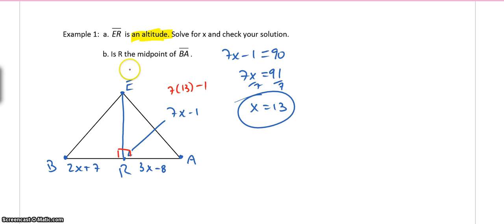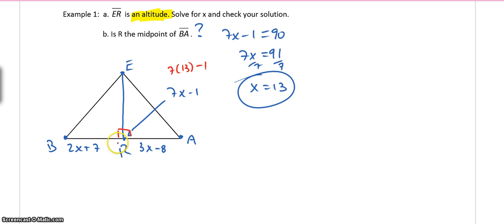Now, part B says, is R the midpoint of BA? That's a great question. So how are we going to figure that out? We're going to take our answer for x and substitute it in and see, does BR match RA? Are they congruent? If they're congruent, then yes, we're in good shape. If not, then my answer is no. We know the midpoint cuts the segment in half, so does 2 times 13 plus 7 equal 3 times 13 minus 8? I set these two pieces equal to see if they match.